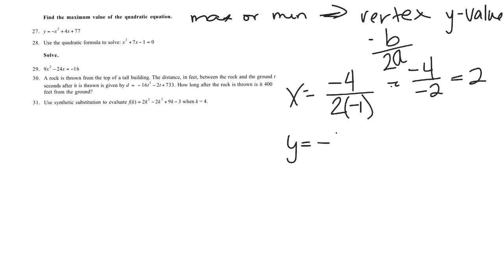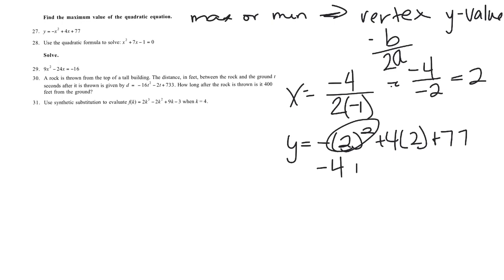Y equals negative 2 squared plus 4 times 2 plus 77. And that's negative 4. We're going to square it and then apply the negative. So negative 4 plus 8 plus 77, which is 4 plus 77, 81. So the maximum is 81. It's not the vertex as an ordered pair, but the maximum is just the y value.